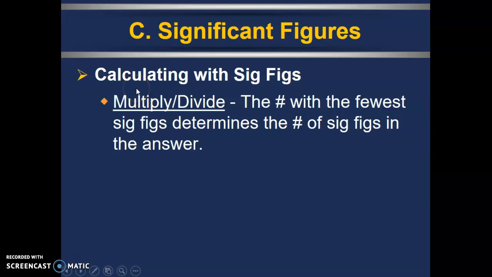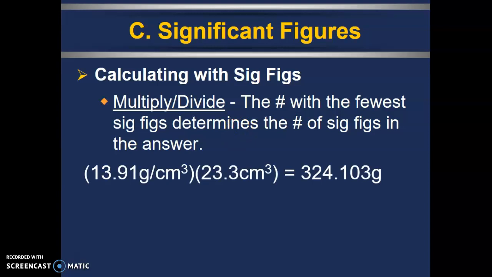All right, what if we're calculating? How do we know how many sig figs our answer should have? The number with the fewest sig figs determines the sig figs in your answer. You just match the numbers in the problem, whichever one has the least amount of sig figs. Let's look at an example. If this is our problem, 13.91 times 23.3, and our calculator gives us 324.103.